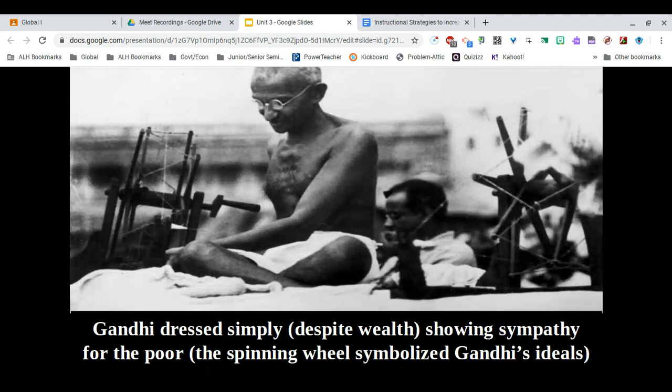He dressed very simply, even though he was fairly wealthy, to show sympathy for the poor. And he saw this spinning wheel as symbolizing his ideals, symbolizing what he thought would come from India. All right. Gandhi was a very wealthy Indian. He was educated in Great Britain. He was a lawyer. He was very well to do, but he dressed very simply and acted very simply because he did advocate for the poor.